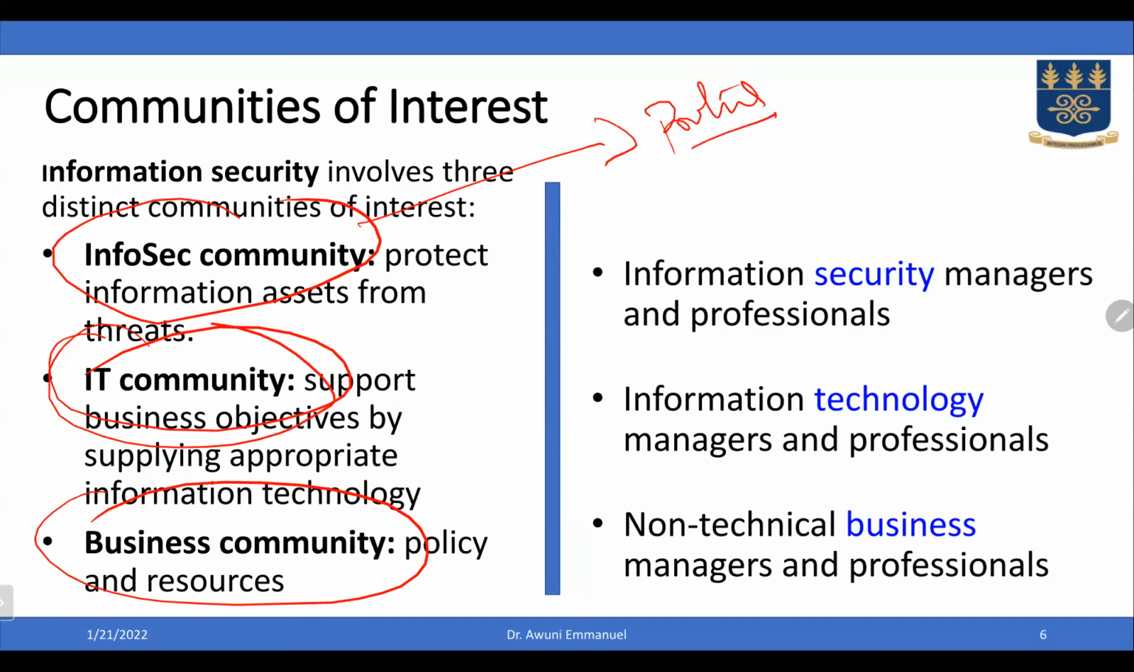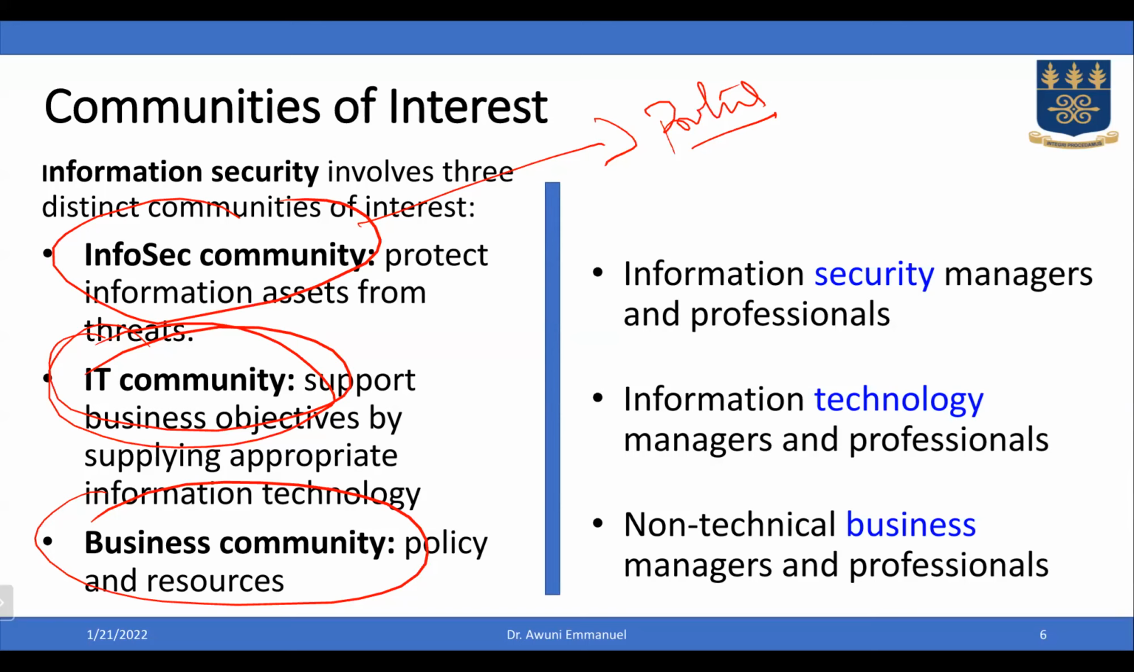So they are very much interested when it comes to protection of information assets. Then the IT community, you can talk about the network, those who want to support services, those who are into hardware, and those who are into software development. They are all in the IT community, and they also have interest in security. For instance, a software developer develops software to make sure that the software will not have any unintended backdoor so that an attacker can attack the system.